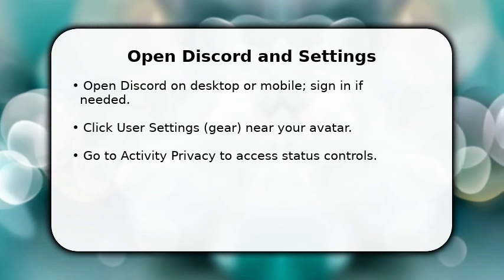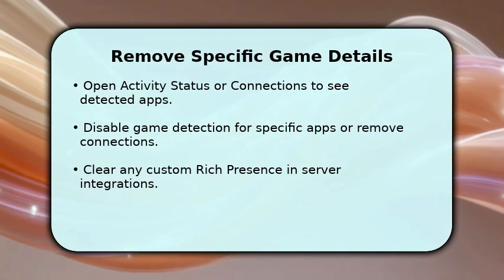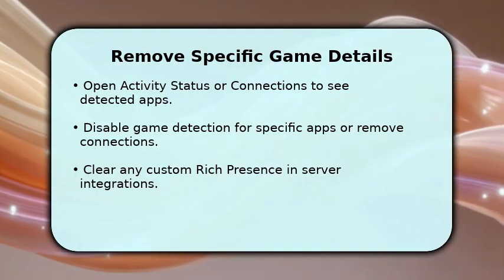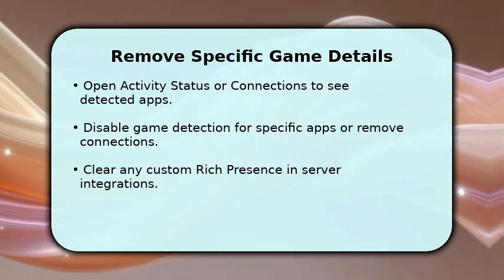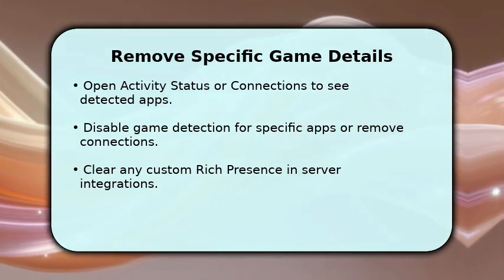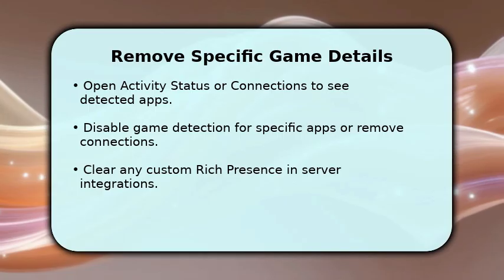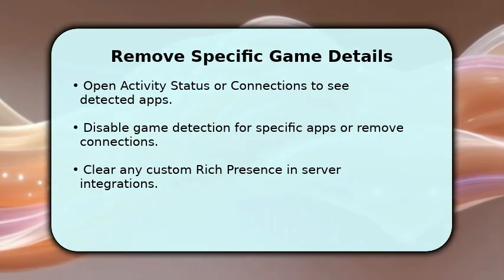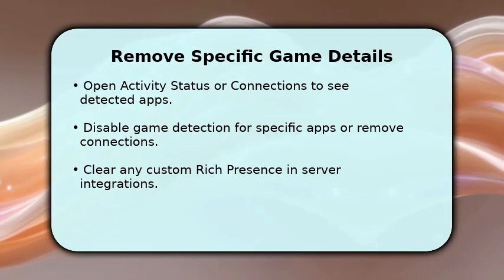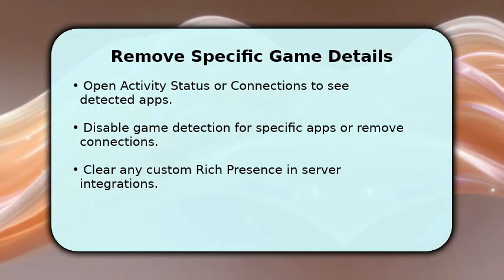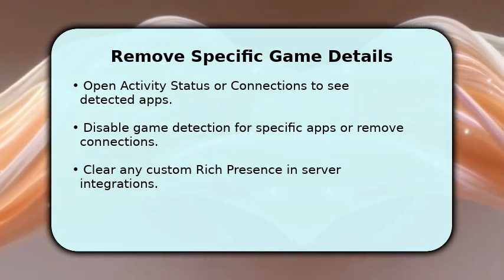Now you focus on specific entries so nothing slips through. Go to Activity Status to review running programs Discord detected. Click the X or Remove for any listed game. Make sure to check connections to unlinked services like Steam or Twitch that can show activity. Disconnect them if needed. If a server or bot adds rich presence, open server settings or integrations and revoke that permission. Once you remove these, Discord won't display the application names tied to your account.